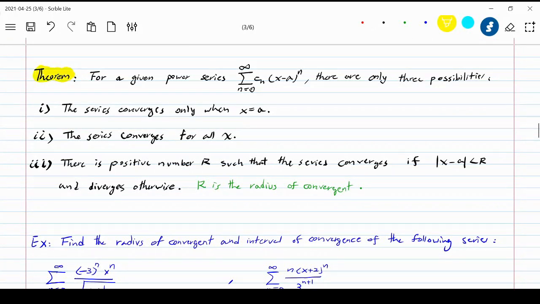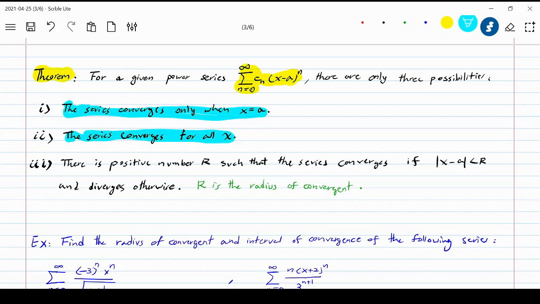This theorem is nothing new, we have talked about this. If you're given a power series centered at a, there are only 3 possibilities that can happen. First one is the series is convergent only for one point, and that's what we did in the first example. We saw that it's convergent only if x was 0. Second possibility is that the series is convergent for all x.